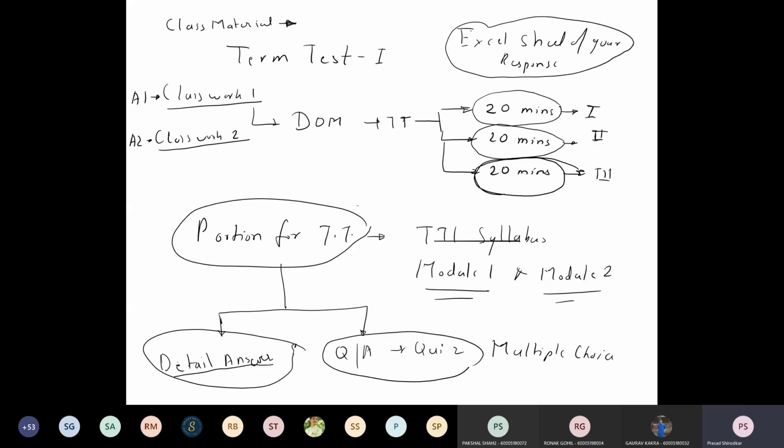Then after that, the first block will be closed and the second block will be open. Then again you have to solve and submit. Then again after 20 minutes, the second block will be closed and the third block will be open.